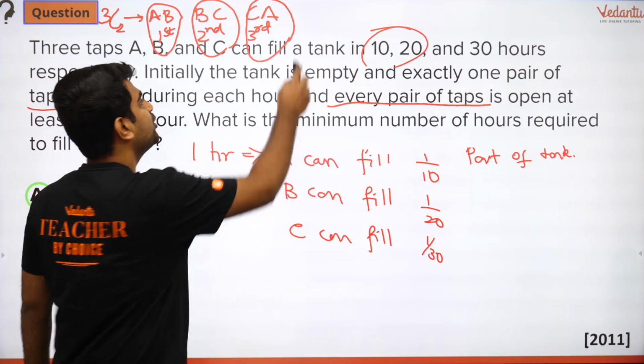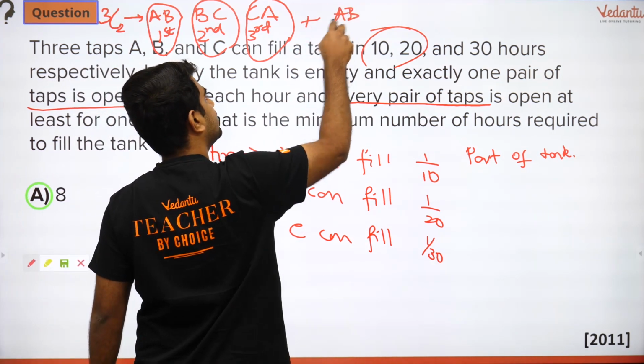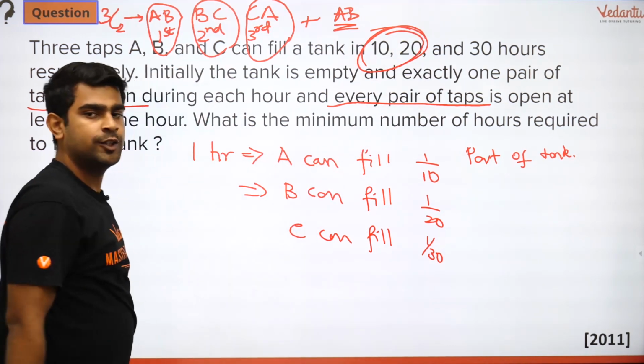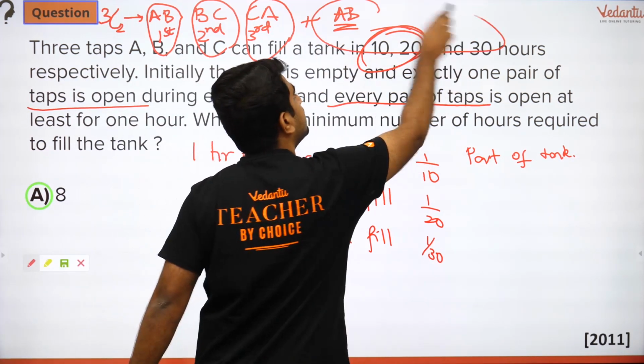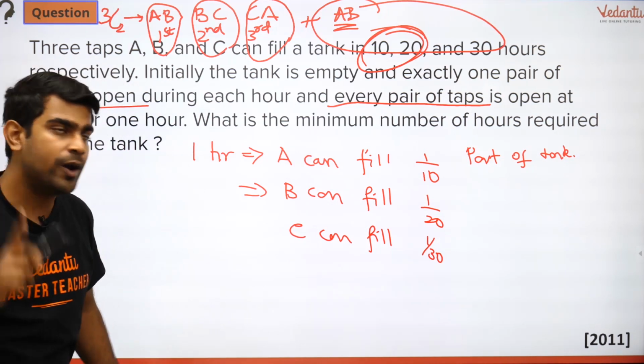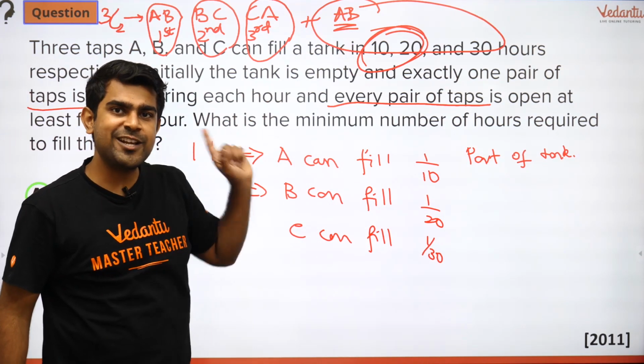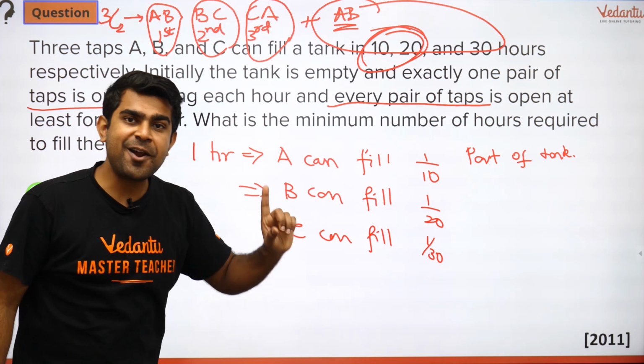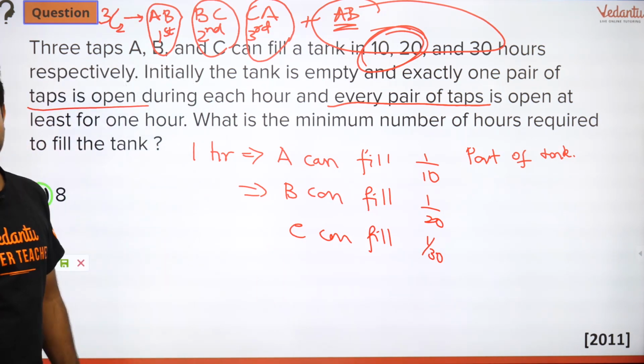My ideal case is to always use AB, because AB is the fastest. So whatever time comes after this, till the filling of the tank, I will only use AB. Are you guys able to appreciate that? Everyone? So that is the strategy, guys. It's a good question.